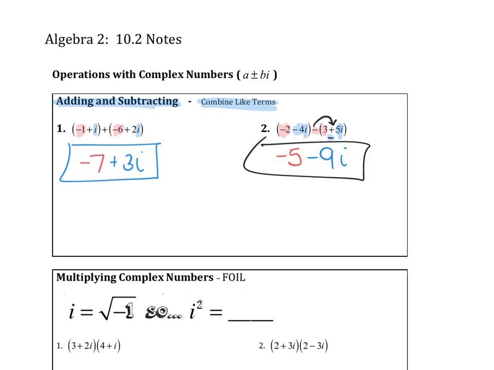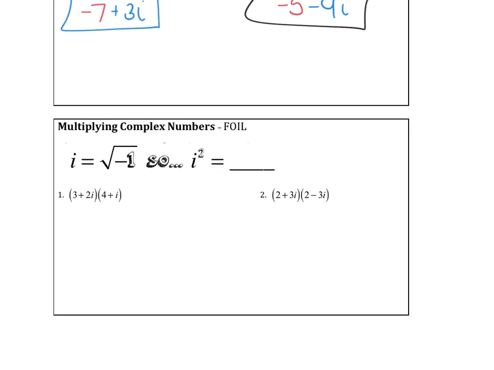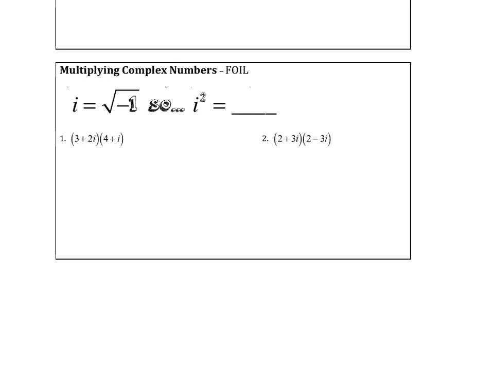So when we're adding and subtracting complex numbers, we're just going to combine like terms. When we're multiplying complex numbers, we're going to FOIL. So now we're looking at something a little more complex.